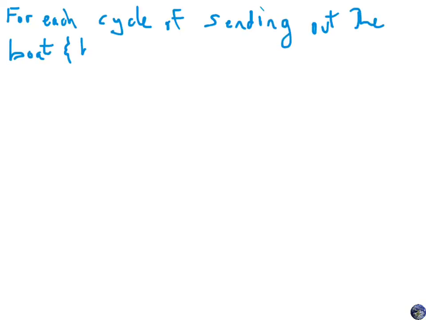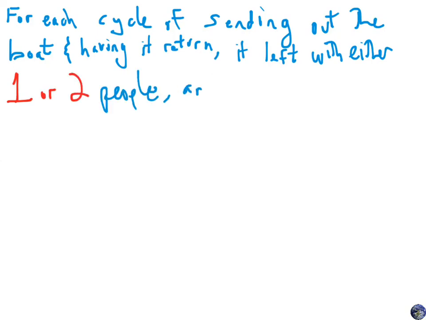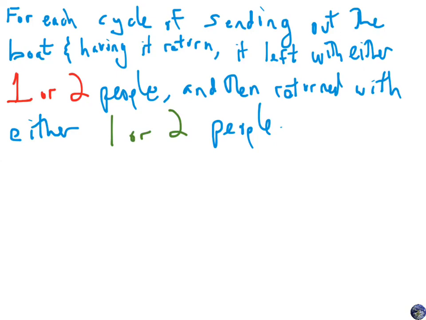In order to draw the different connections in that graph, we have to make some observations. One observation is that for each cycle of sending out the boat and having it return, the boat left with either 1 or 2 people, and then it came back with either 1 or 2 people. Let's not worry about whether those people were admirals or pirates yet. We're going to take that out of the equation for a minute and just look at what the net effect is on the original beach.